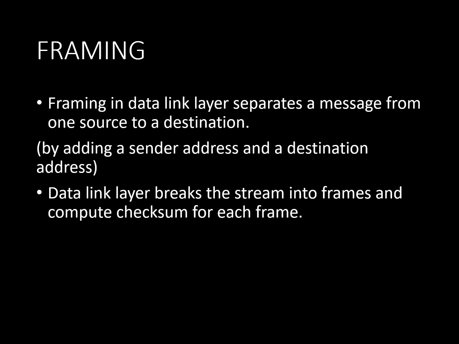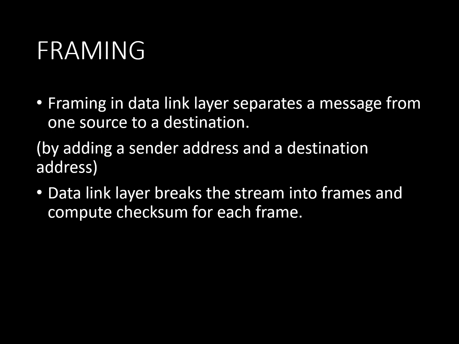Next topic is framing. In framing, we are going to see how the data link layer separates a message from one source to a destination, that is, by adding a sender address and a destination address. To serve the network layer, the data link layer uses the service provided to it by the physical layer. The physical layer accepts the raw bit stream only, and delivers it to the destination. This bit stream may contain errors, so the number of bits received may not be equal to the number of bits transmitted.